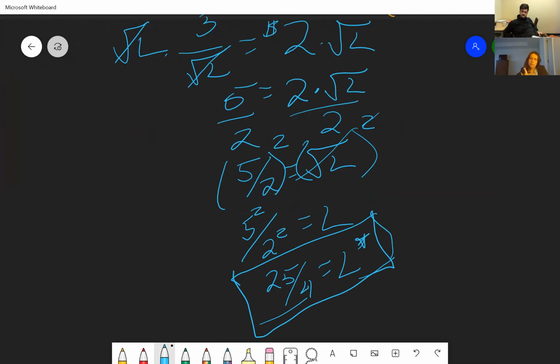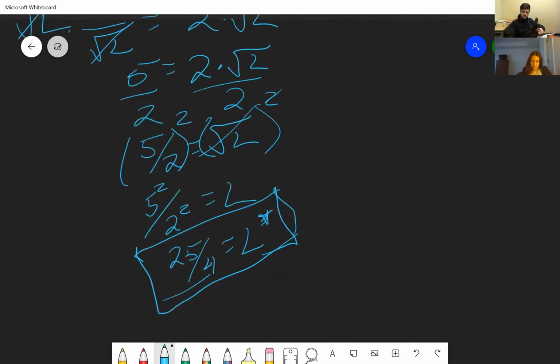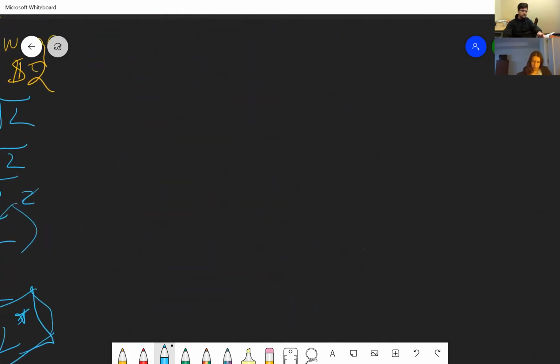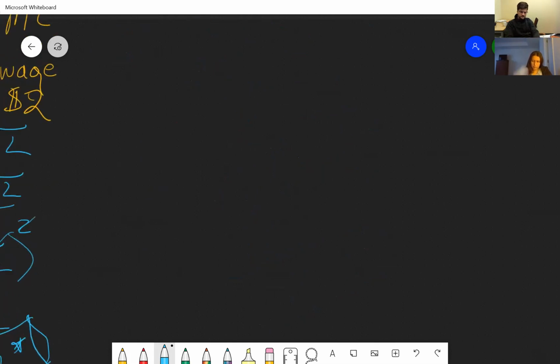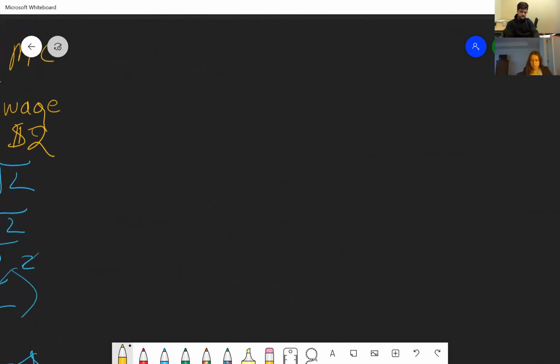Does that make more sense now? Yeah. Okay, great. So now let's go ahead and tackle that problem. So we're given the same production function. We're told Q is equal to K to the 1/2, L to the 1/2. We're told that capital is fixed in the short run.